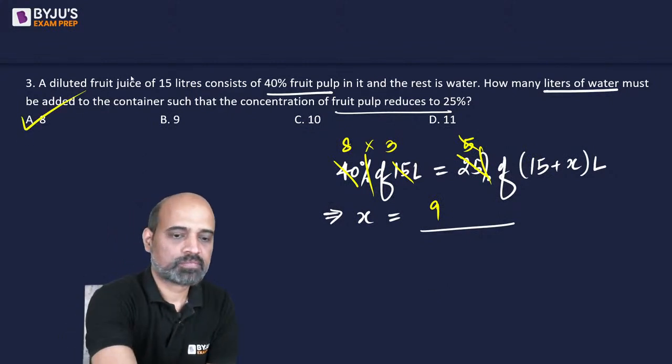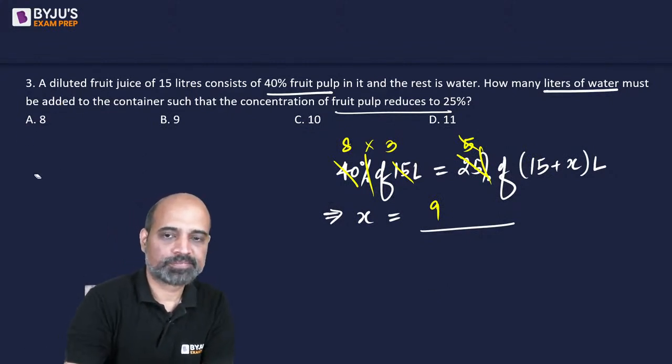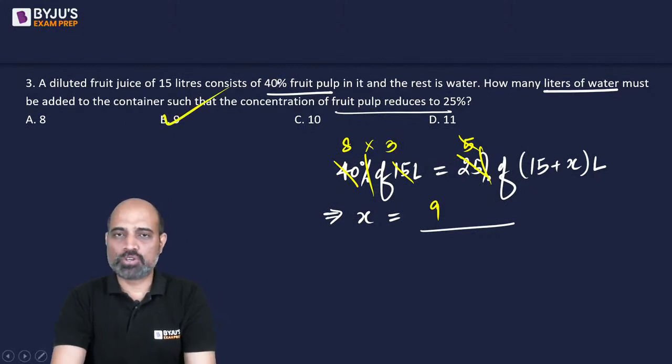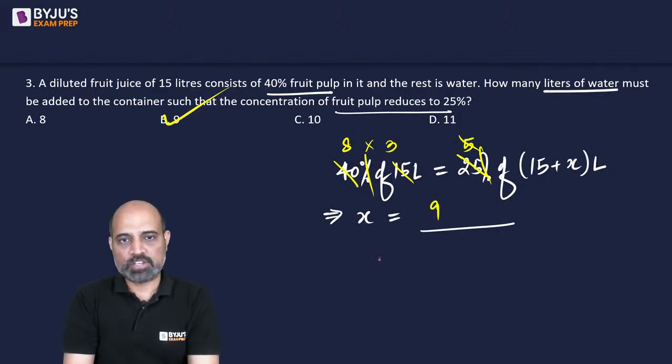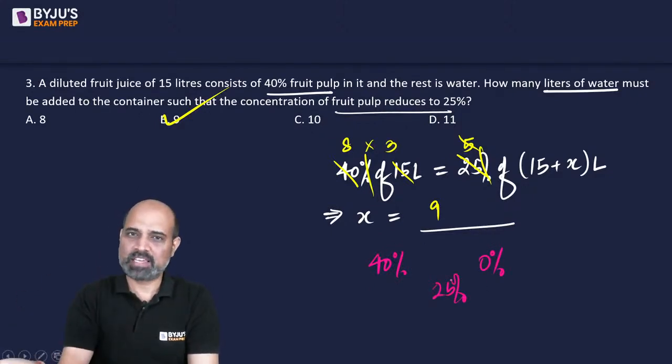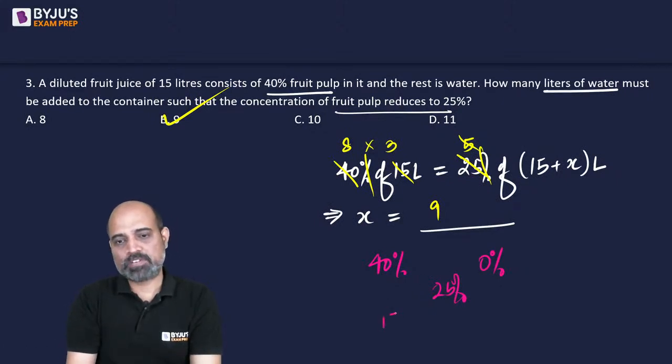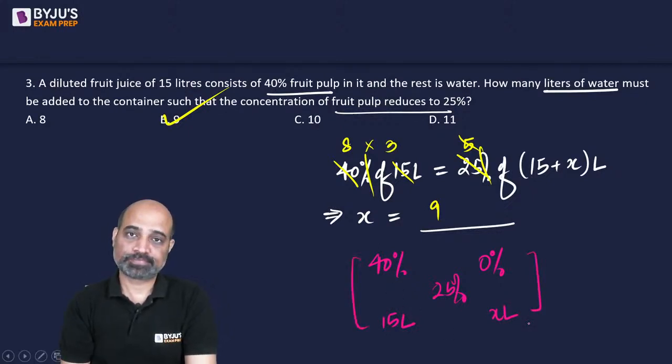Sorry, 9. Option B. One-liner solution: every time, use the base change logic. If you use average, it will take a little more time. You will have 40% fruit pulp and 0% fruit pulp, and the average is 25%. I'm using the alligation approach, which is the same as average. The 40% one was 15 liters, so how many liters will the 0% one be? Use alligation, find the value of x. Right?